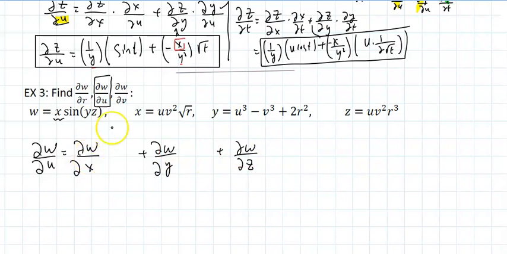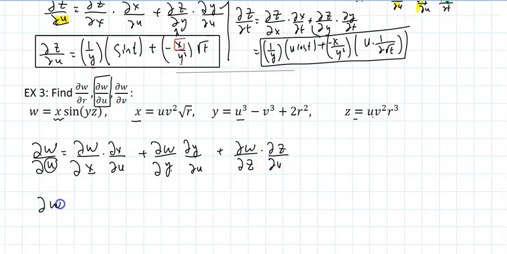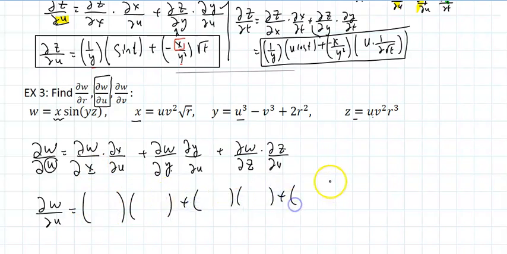Now, when I did this, I noticed that X depends on, and what do you want? You want everything in terms of U. And when you go to Y, by the chain rule, Y depends on U. And when you go to Z, you want the portion of Z only that depends on U. So the partial of W with respect to U is actually those values. So the partial of W with respect to X is the sine of YZ. The partial of X with respect to U is V squared radical R.